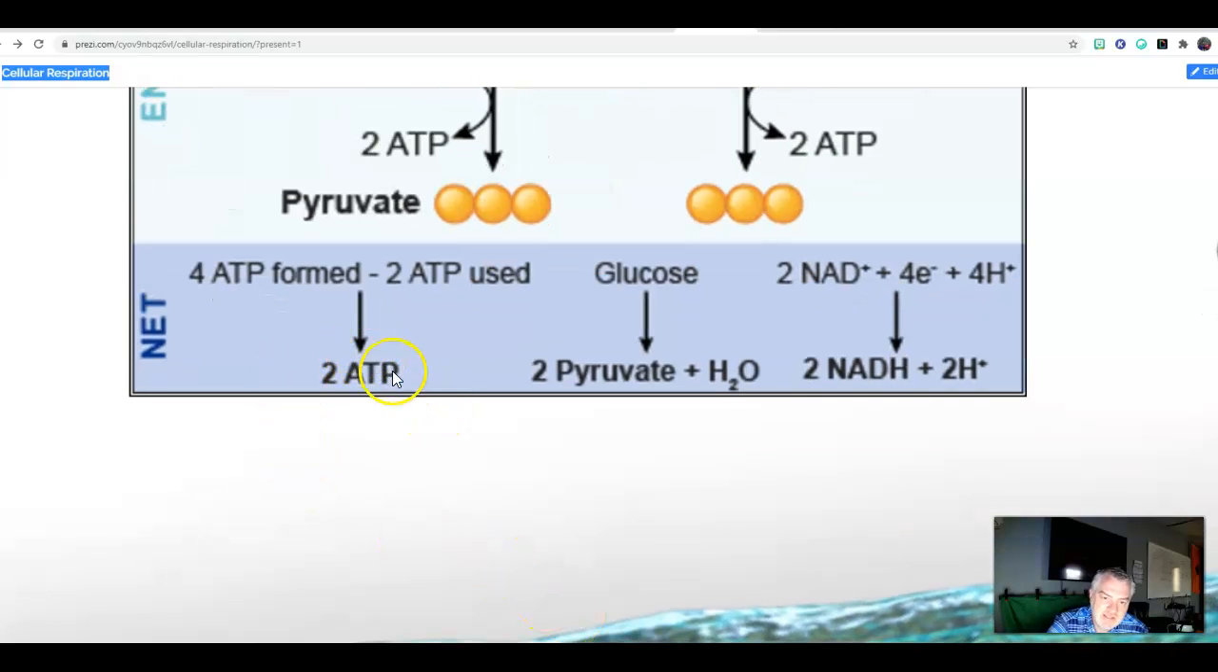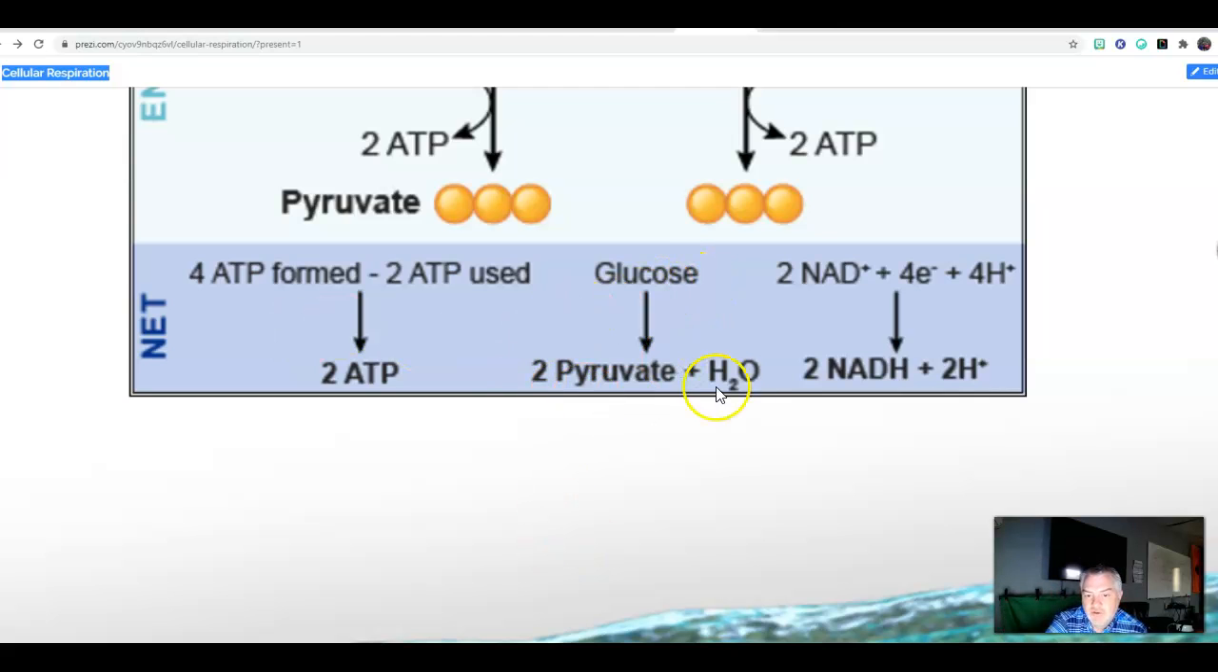So what I like to say, we used 2 ATP and we made 4 per glucose molecule for a net production of 2. Okay, so if there's a test question that says how many ATP were made during glycolysis, you make 4. Okay, but if the question says what's the net product of ATP of glycolysis, it's 2.